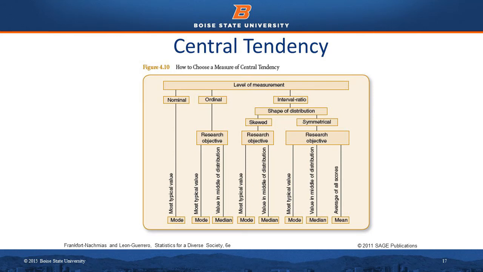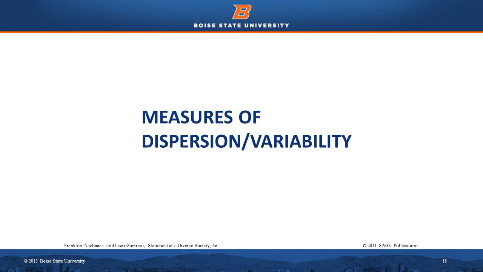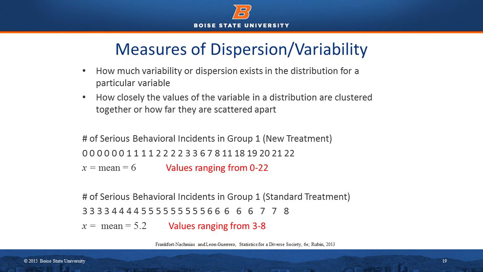Here's a convenient overview of how to choose a measure of central tendency. For interval ratio level variables, we also use measures of dispersion or variability. Measures of dispersion or variability are important as they inform us of how close the scores are in their distribution. Are they distributed close together, or are they far apart?